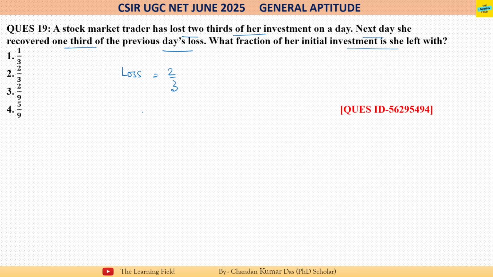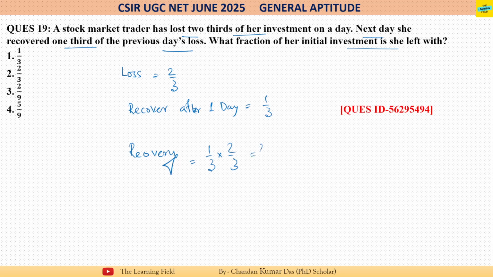So recovered after one day, this is equal to 1/3. Fine. So this portion is recovered. Now what is the total recovery? Recovery is 1/3 of this 2/3 portion. Actually 2 by 9 is the recovery.